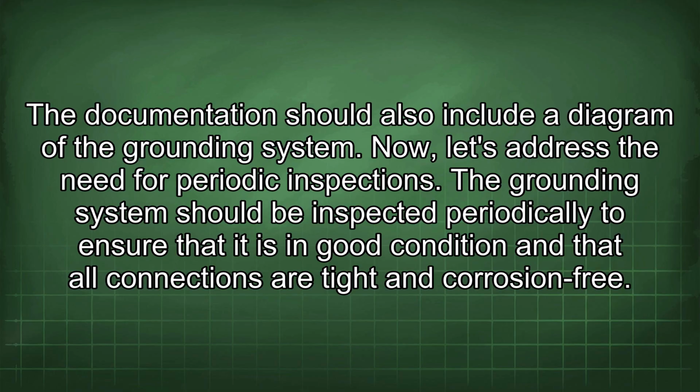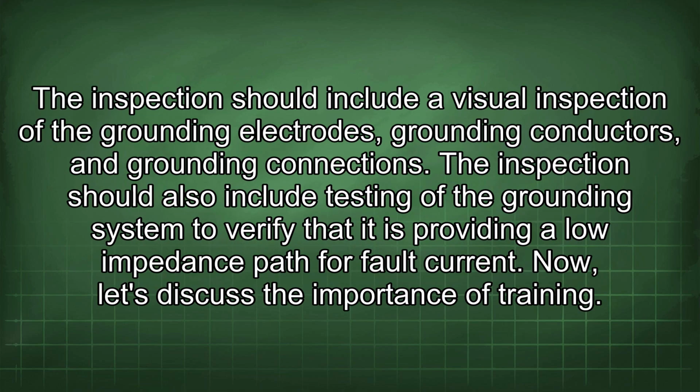Now let's address the need for periodic inspections. The grounding system should be inspected periodically to ensure that it is in good condition and that all connections are tight and corrosion-free. The inspection should include a visual inspection of the grounding electrodes, grounding conductors, and grounding connections. The inspection should also include testing of the grounding system to verify that it is providing a low impedance path for fault current.